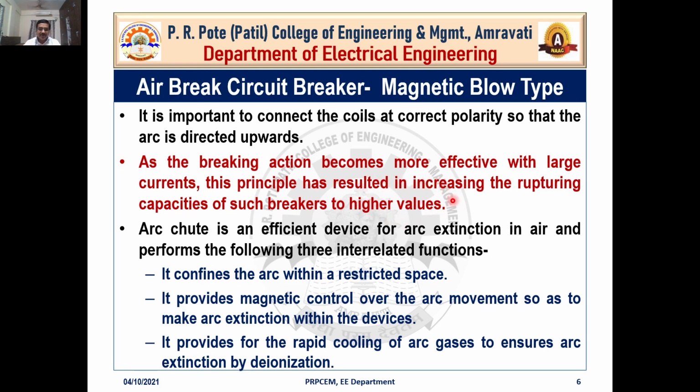Here the major arrangement we have made is the arc chutes, and this is one of the efficient devices through which you can extinguish the arc in air. Basically this arc chute performs several interrelated functions. The first function it performs is that it confines the arc within a restricted space.